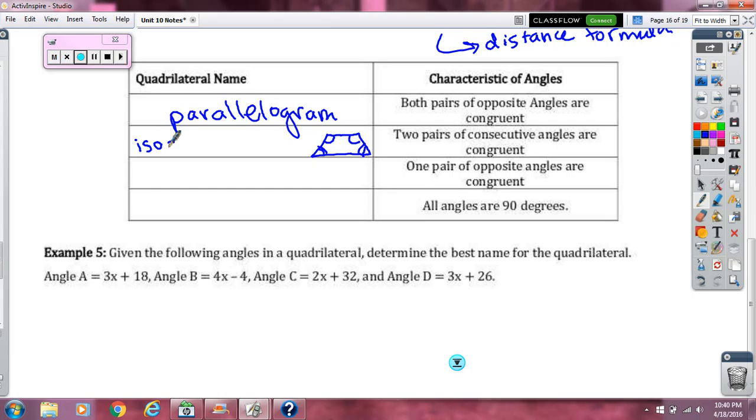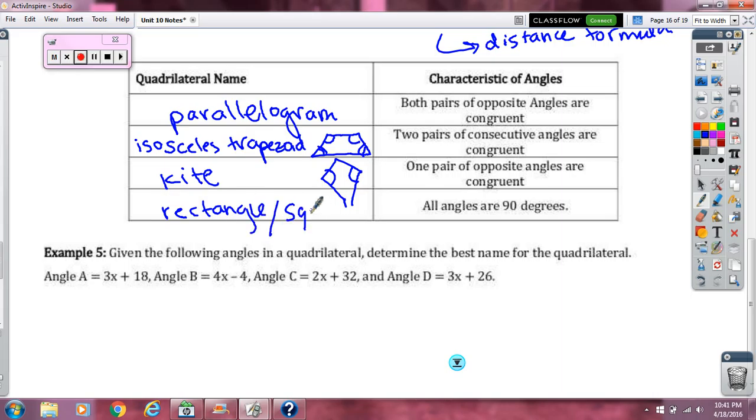Oh my gosh, spelling isosceles is so hard. Isosceles trapezoid. And then if you have one pair of opposite angles congruent, that's our friend the kite, where you've got two angles that are the same, but then the top and bottom ones aren't. So, kite. Very last, all angles 90 degrees. That's either going to be a rectangle or a square.